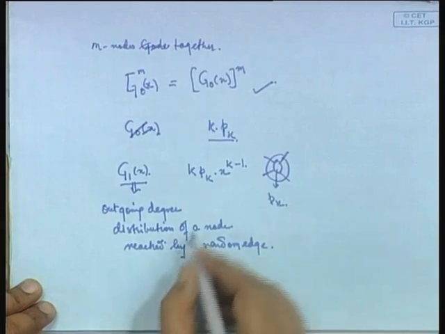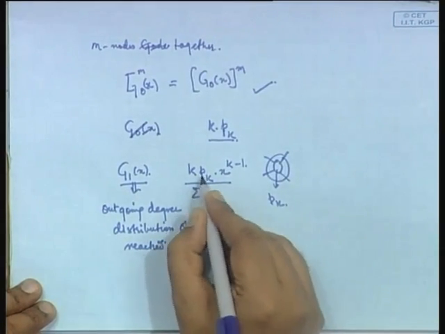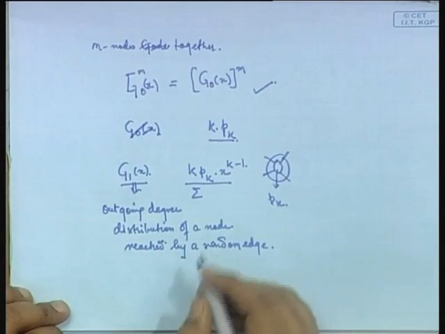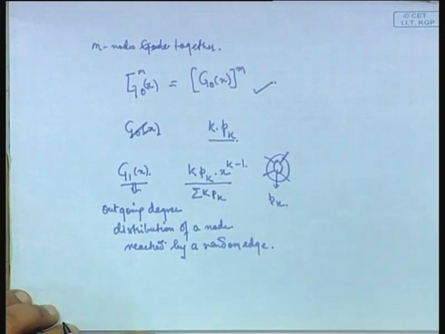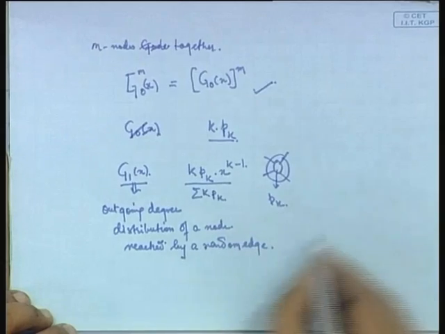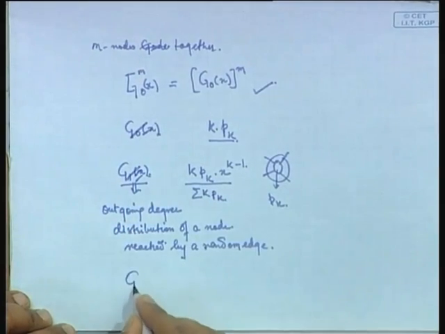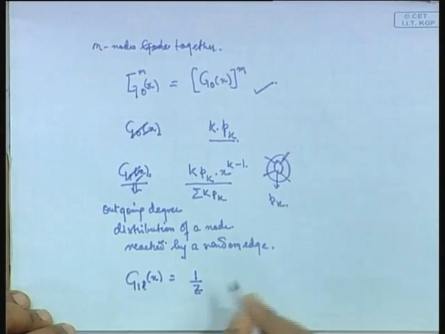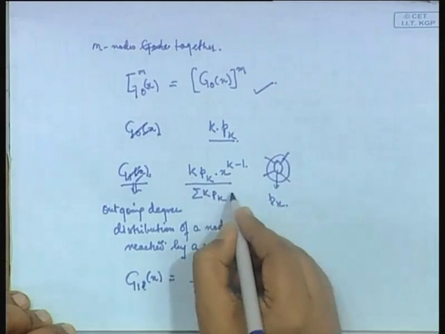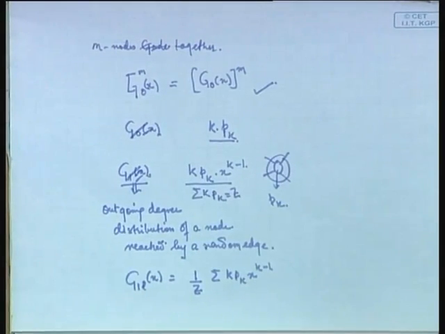Okay. And you have to suitably normalize it, because kpk would become more than 1, with summation of kpk. Okay. So, then I can write G1x is equal to 1 by z summation of kpk x to the power k minus 1. This becomes z. Summation of kpk is z. See, it is clear or not?